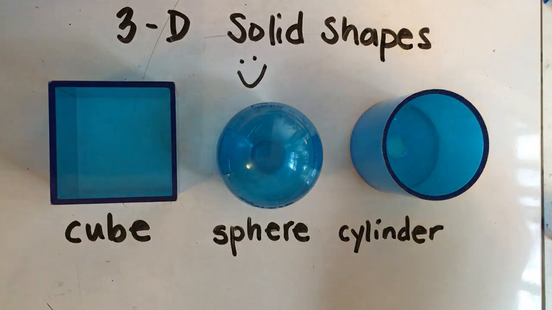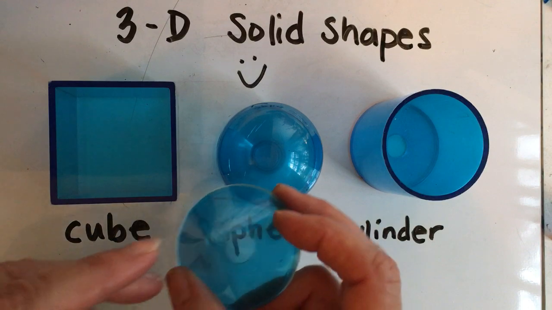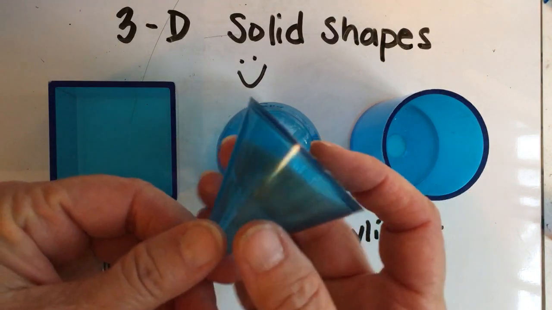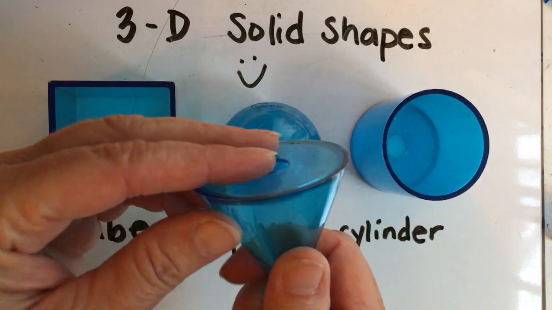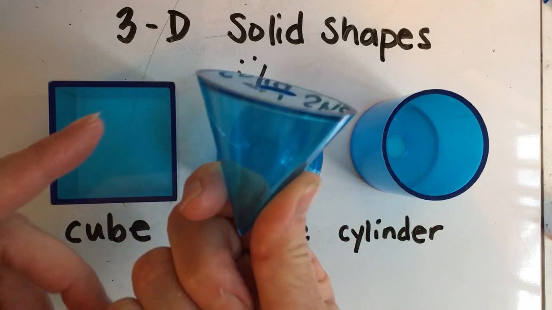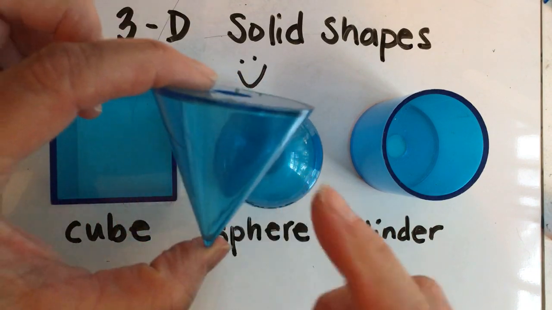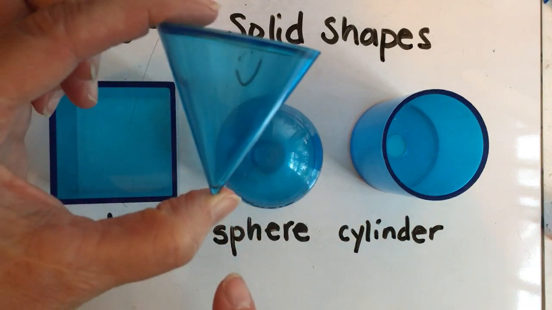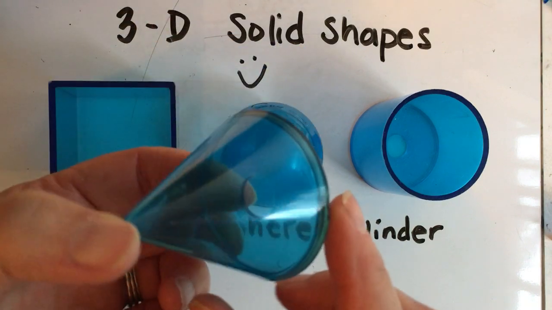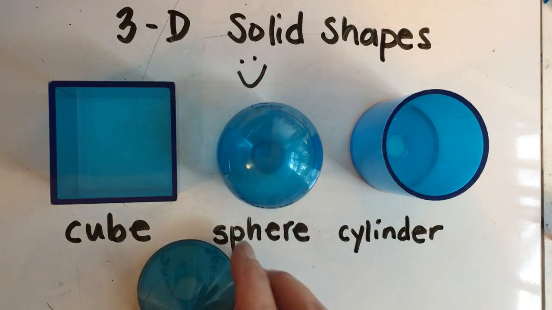And the next one I want to talk about is this little fella right here. If you think about going to an ice cream store, this might remind you of the word that we call this one. We call it a cone. Yeah, we call it a cone.